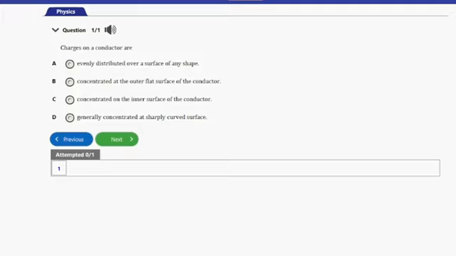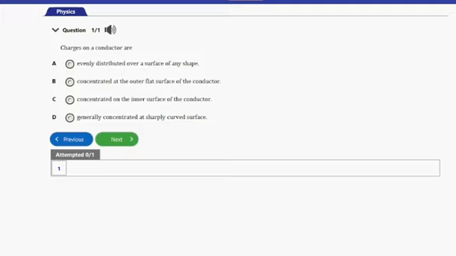It says, charges on a conductor are: A, evenly distributed over a surface of any shape; B, concentrated at the outer flat surface of the conductor; C, concentrated on the inner surface of the conductor; D, generally concentrated at sharply curved surfaces. So the answer to this question here is option D.